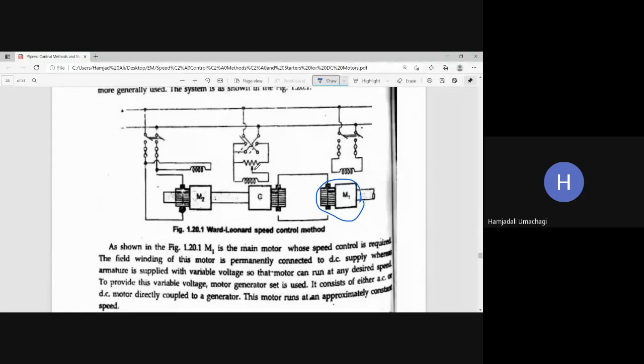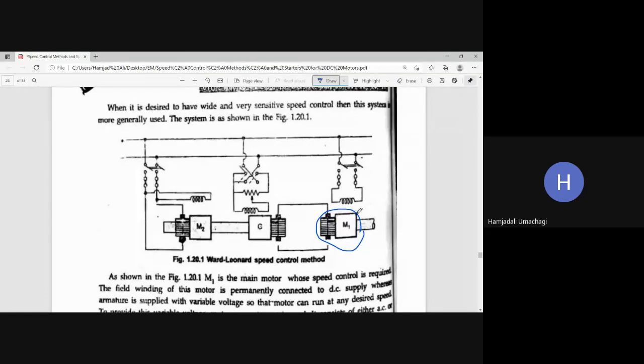So by flux control, we are going to generate the voltage, and whatever voltage is generated in the armature of the generator, that same thing we are going to feed to the motor armature, and based on how much voltage it is receiving, accordingly it is going to run at a particular speed. But see that this motor can be made to run in both directions very easily. And if you see the circuit diagram here, just to control the speed of motor M1, how many machines are you using here? One generator and another motor M2.